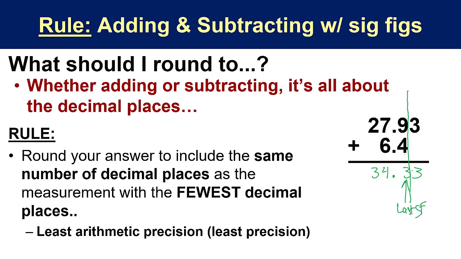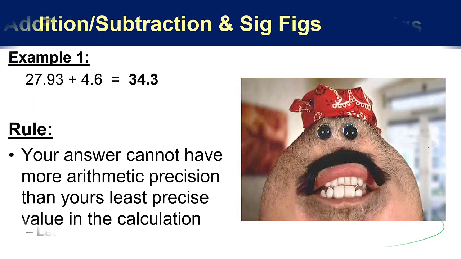So what I want to do is now apply the rules of rounding. I see that's a 3 there. It's below 5, so that means I'm going to keep that number the same. That gives me an answer of 34.3. So it is not necessarily about the number of sig figs as much as it is the least precise measurement that we have here in terms of arithmetic precision. Make sure you have that documented in your notes.